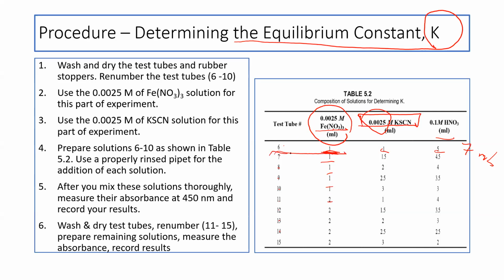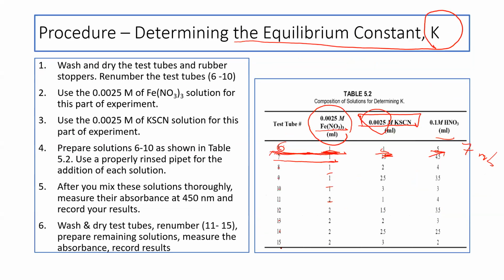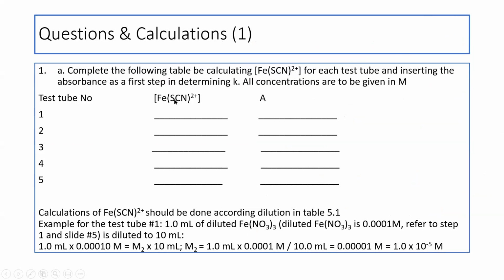Let's consider the sixth one. Sixth test tube: 1 milliliter of iron nitrate, 1 milliliter of potassium thiocyanate, and 5 milliliters of nitric acid, and so on. We will prepare all of them according to this table. And then we have to measure the absorbance of these solutions and record our results.